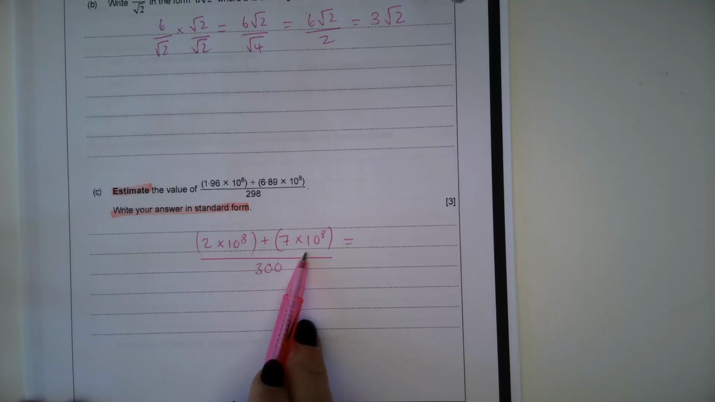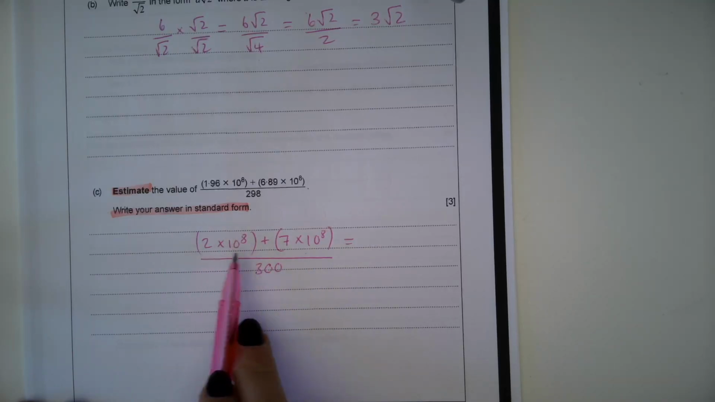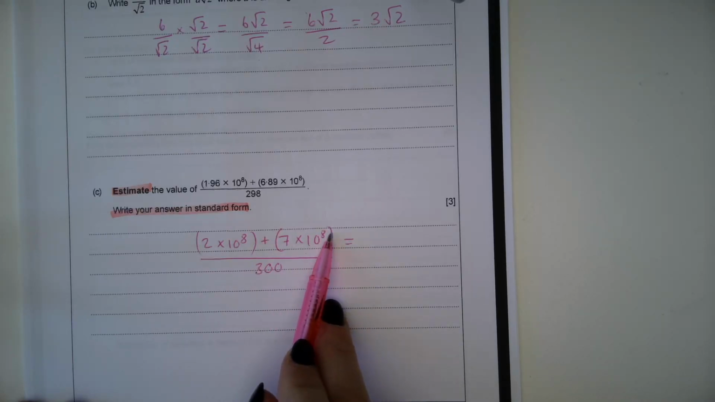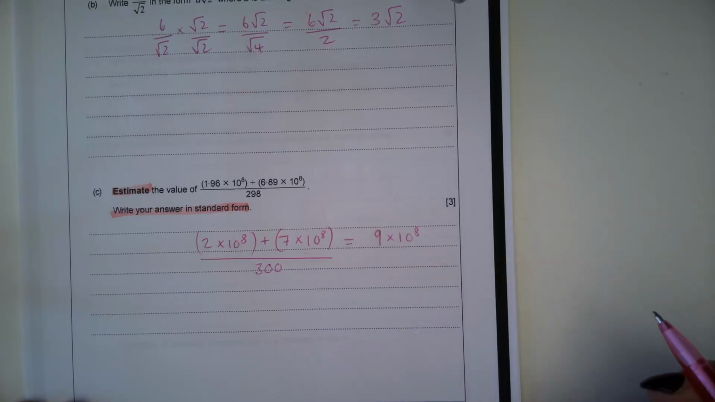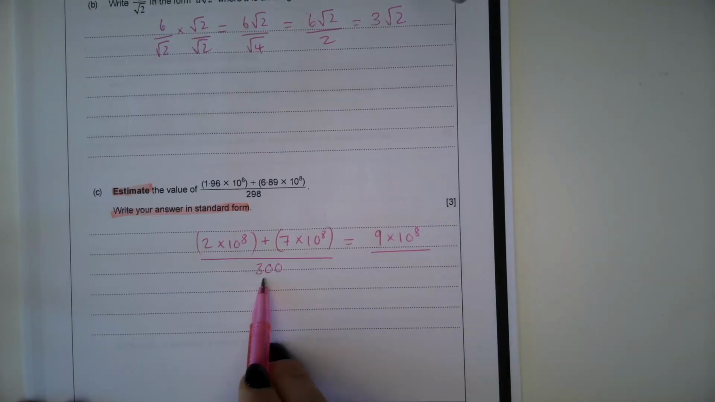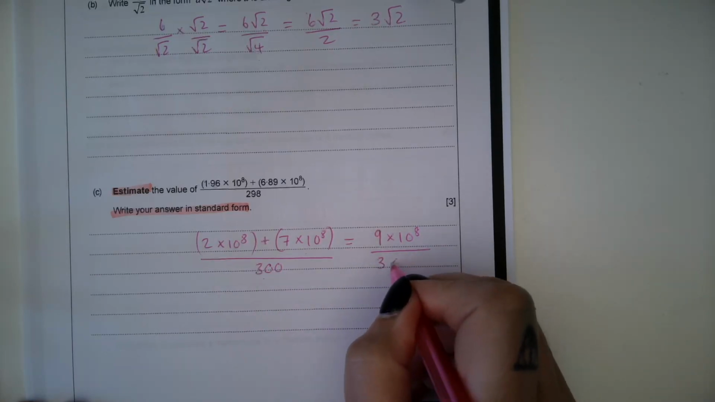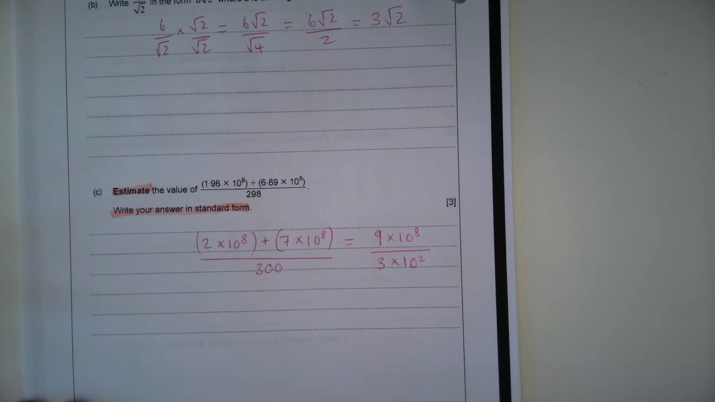So we're now adding these two numbers that are in standard form. Fortunately, we've got the same power of 10, so we can add the two numbers. So 7 plus 2 is 9 and write it to the power of 8. But what I am going to do here, guys, is convert 300 into standard form. So that would be 3 times 10 to the power of 2.